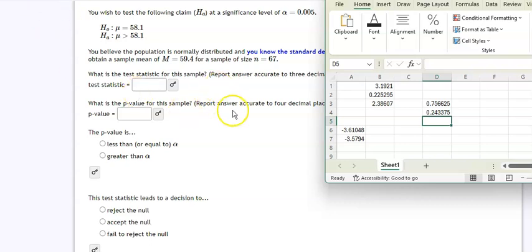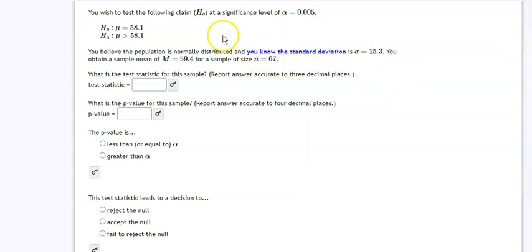All right, so 0.243375. Our alpha, where is it? Oh, it's 0.005. 0.24 is definitely bigger than alpha. All right, so the p-value is greater than alpha. And if it's greater than alpha, we're going to fail to reject the null. It has to be smaller than alpha to reject the null. So we're going to fail to reject.